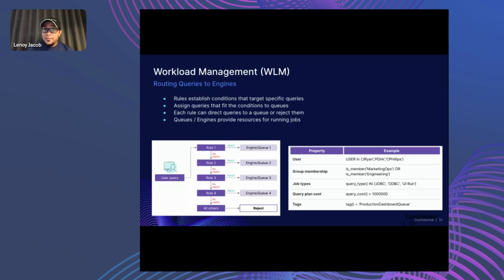As you may know, queries can be sent to Dremio from a variety of sources, such as JDBC clients, ODBC clients, Arrow Flight clients, or via the REST API, etc. Dremio keeps track of where these queries come from, and you can use that information to create the rules, right? You can also use query cost.